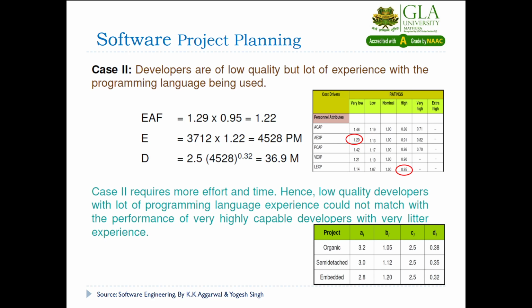Hence low quality developers with a lot of programming language experience could not match the performance of very highly capable developers with very little experience. It means you can find people who have good experience in that type of project, and they can develop in less effort and less duration. So this is one example that I have explained here, and I have finished the intermediate COCOMO model.